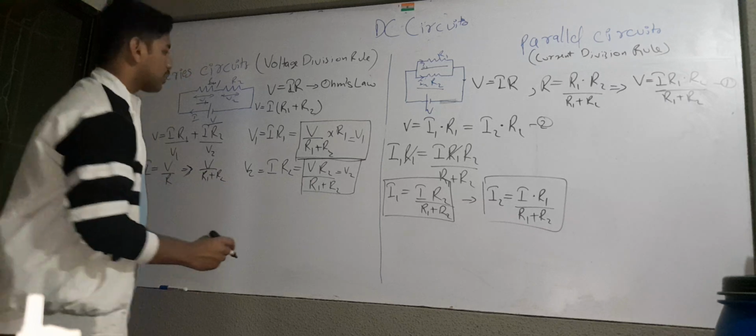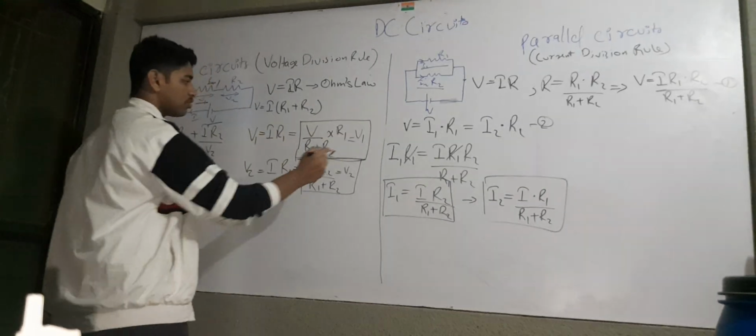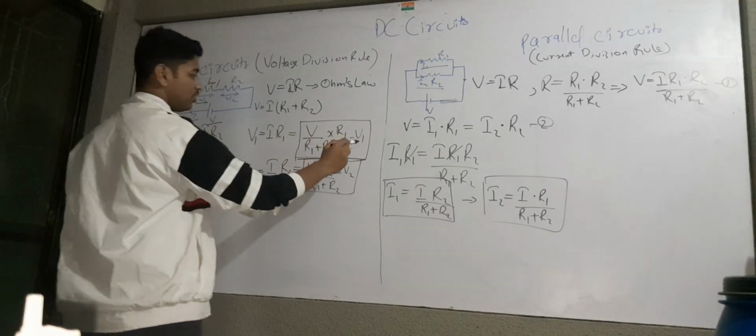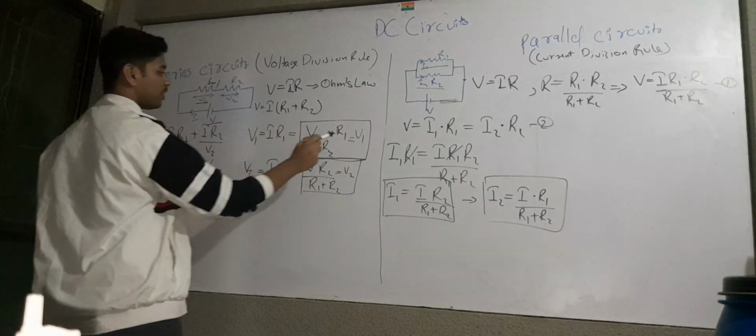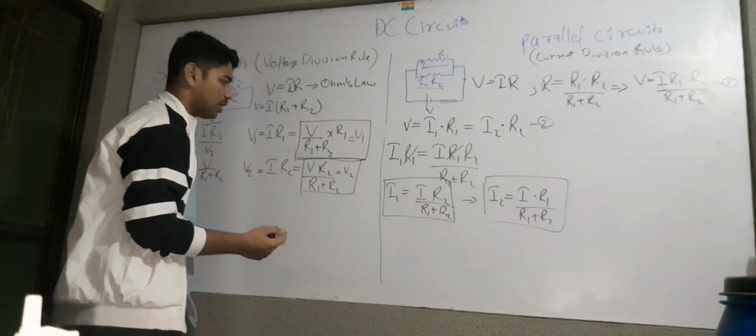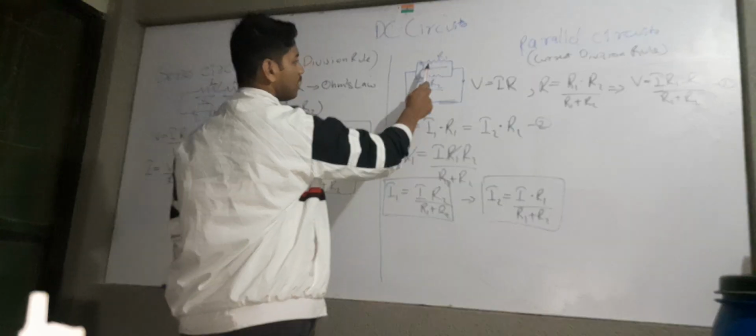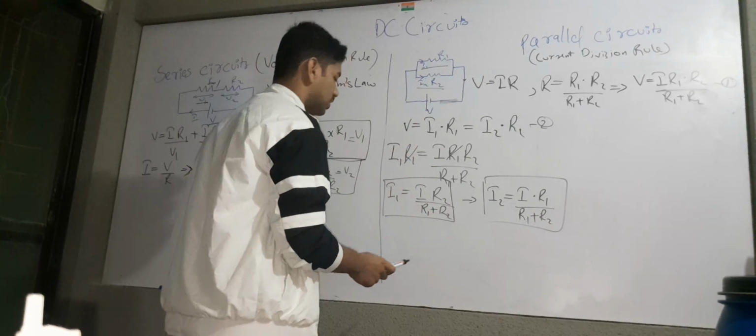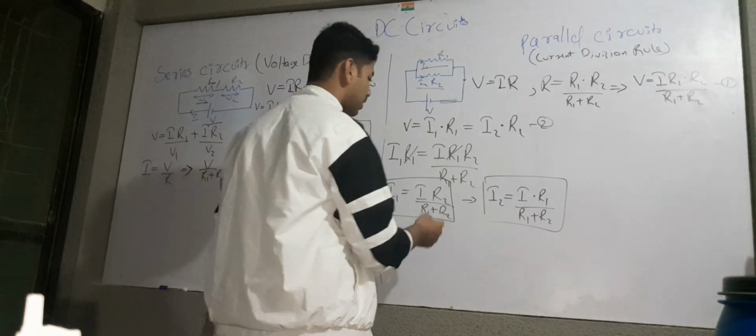Now notice that in the voltage division rule, for the V1 value, we have the resistance R1 in the multiplication, but here for the I1 value we have the resistance R2 in the multiplication in the current division rule, so that is to be kept in mind.